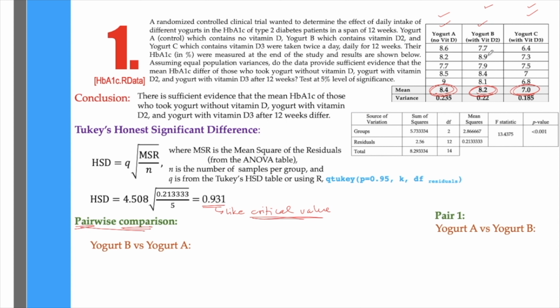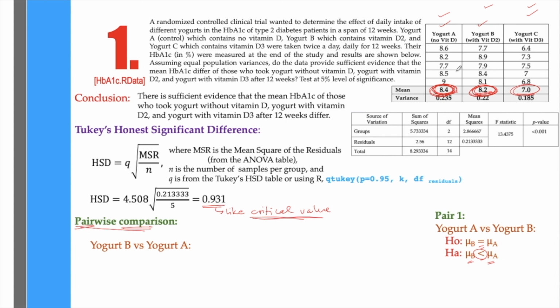Now let's start with one pair. Let's say yogurt A versus yogurt B. We have a null hypothesis there that the mean HbA1c of those who took yogurt A and yogurt B are equal. And then the alternative hypothesis is that the mean HbA1c of those who took yogurt B is less than those who took yogurt A. The reason for this less than is because the sample mean of yogurt B, which is 8.2, is less than 8.4. So it is wise to hypothesize, given these sample means, that the population mean of those who took yogurt B is less than those who took yogurt A.